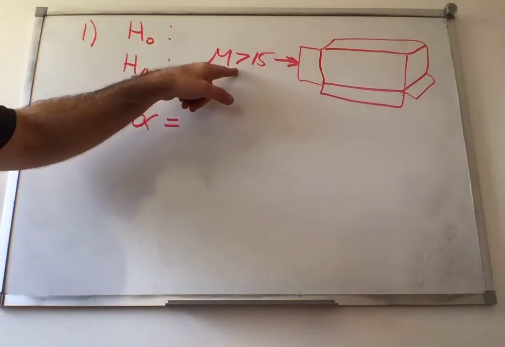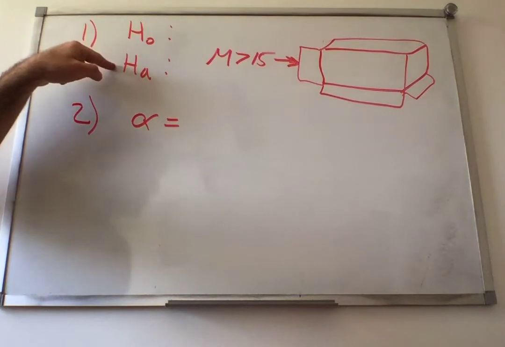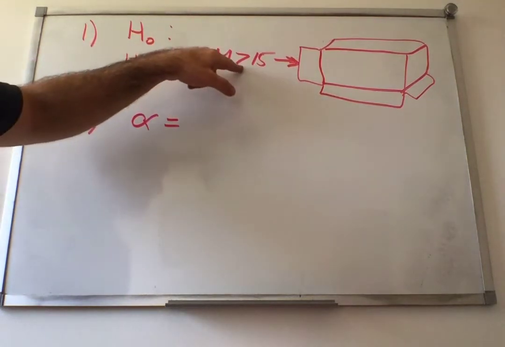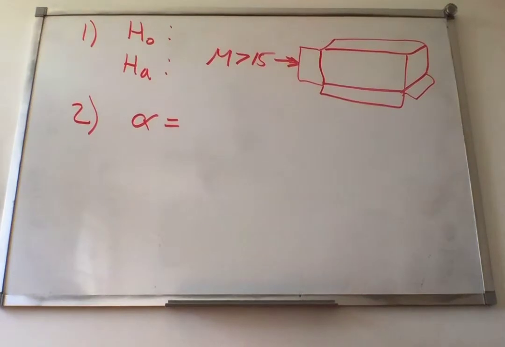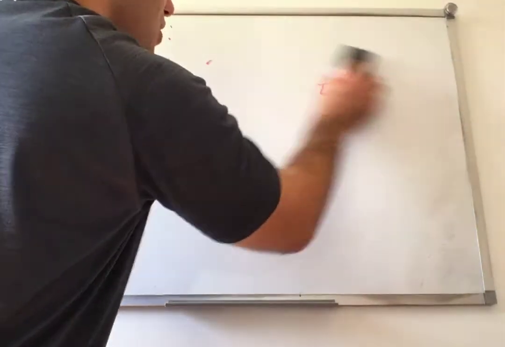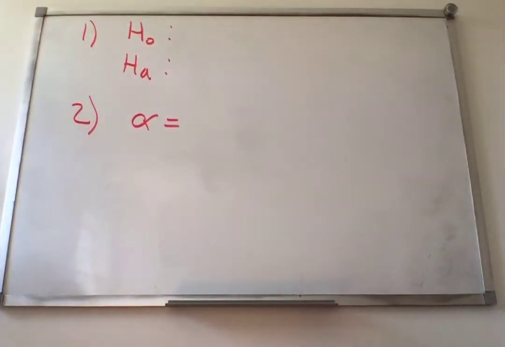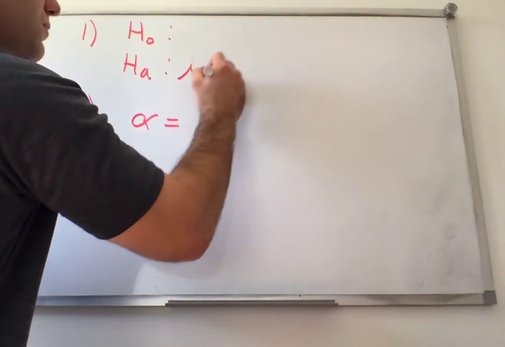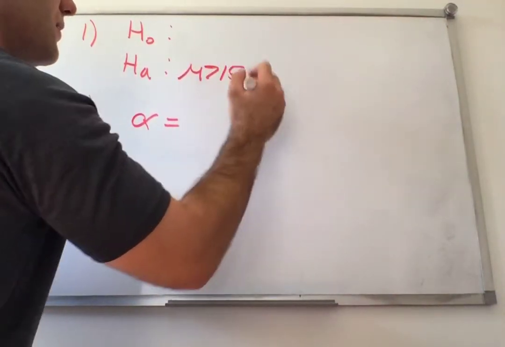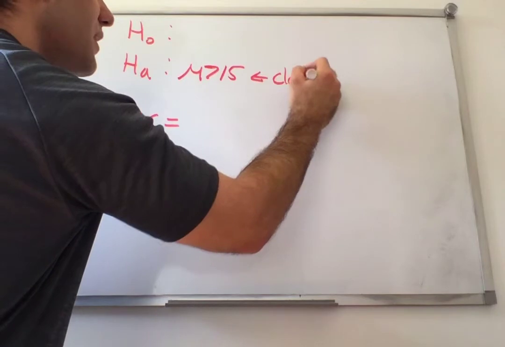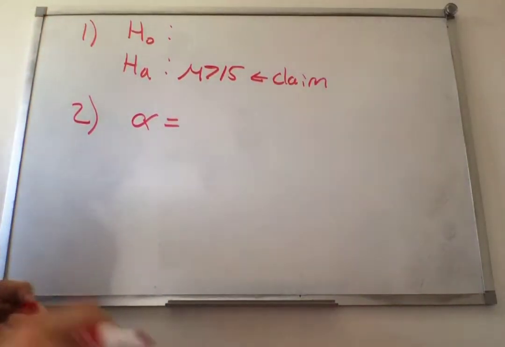Now, since it does not have the equal to sign, the alternative hypothesis always had the one that didn't have the equal to sign. So that's where that's going to go. That's going to go in the alternative hypothesis right here. Mu is more than 15. And this is our claim. That's what he's claiming.